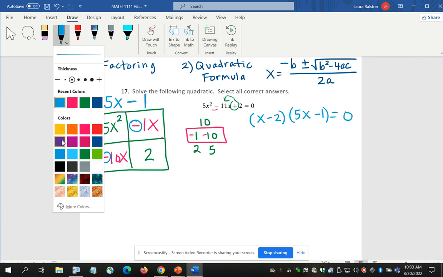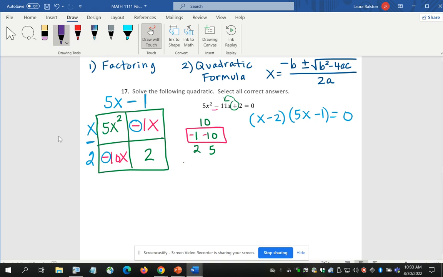Then we know that one of those pieces, either x minus 2 or 5x minus 1, had to be 0. Because if we multiply any two things together, a times b equals 0, as long as one of those numbers is 0, I know that I get 0, whether I do 1 times 0, 0 times 1, 2 times 0, 0 times 2. If one of the numbers is 0, my ultimate final answer is 0.